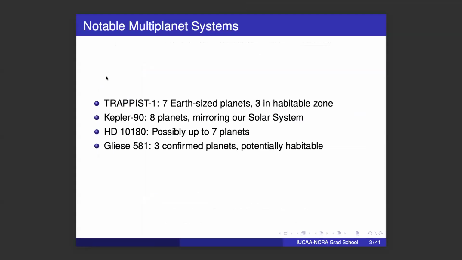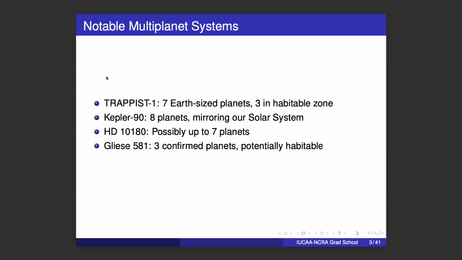So a few notable multi-planet systems. TRAPPIST-1 is the most famous because there are 7 planets there, and they all seem to be quite small, Earth-sized, and 3 are in the habitable zone. So it's really a fantastic laboratory. Kepler 90 has 8 planets that mirror our solar system.